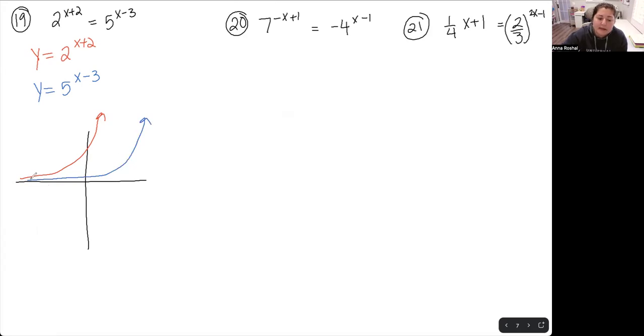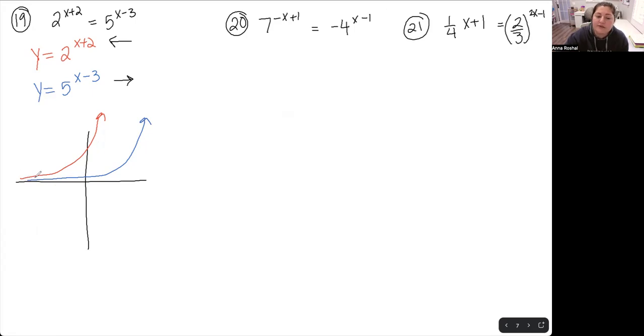And technically, these two should never meet. They will get super close to each other, but because one of them is shifted in the left direction, right? Whatever graph this is originally, I'm going to go 2 this way, and whatever graph this is, I'm going to go 3 this way. And these are just graphing transformations. So they're never going to touch.